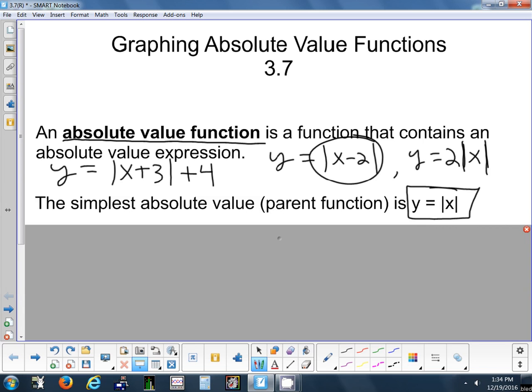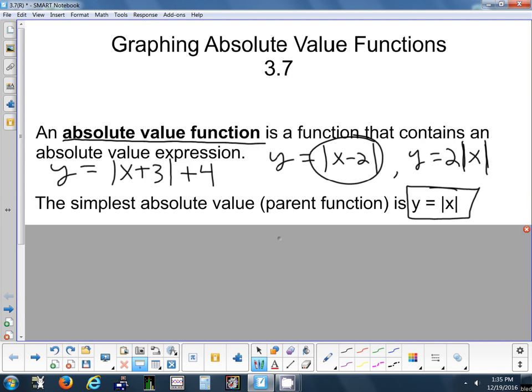The simplest function, they call that the parent function. The parent function means it's the simplest one you can have. So in the blank on your sheet, you want to write parent function is y equals absolute value of x. The way you can remember it is that we come from our parents. So every function here comes from the parent. This one, you put in a minus 2. All you did was put in a minus 2. So it's a little different, but that's the function that it comes from.